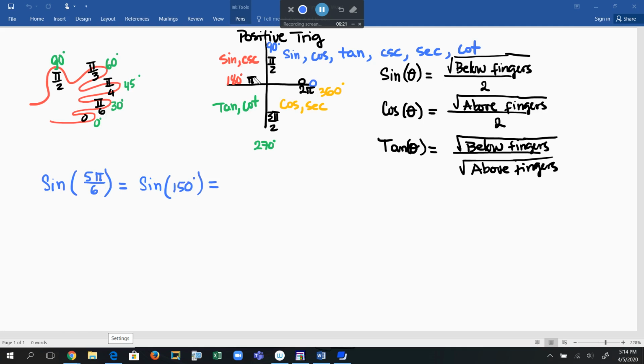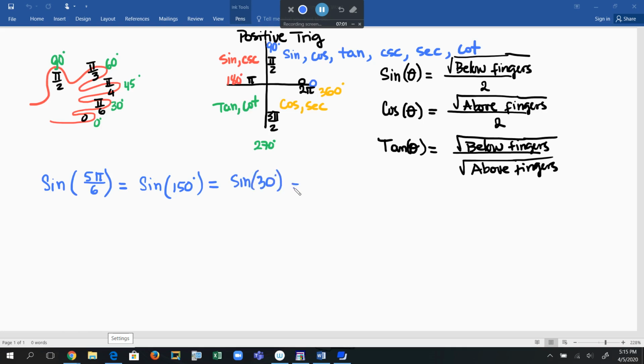For quadrant number 2, sine will be positive, so our answer has to be positive. Next step, if we want to use the trick, then we have to find the reference angle. 150 degrees is in quadrant number 2, so the reference angle will be the acute angle from the terminal side of 150 to the x-axis. So I take 180 minus 150, and that will give us sine of 30 degrees.